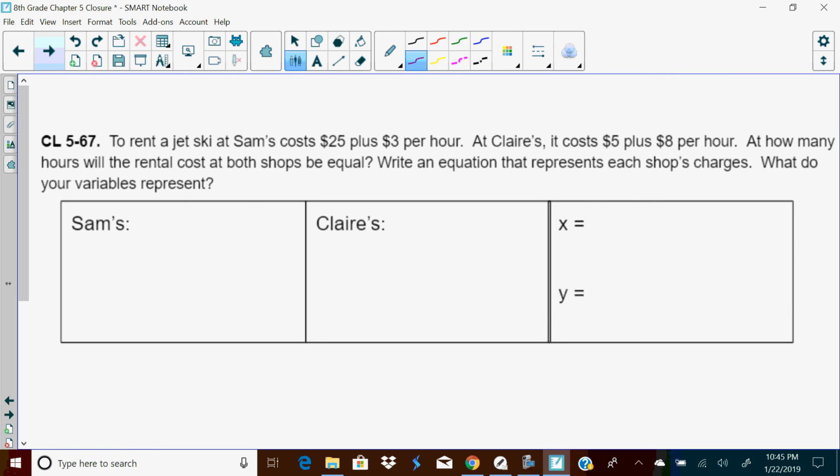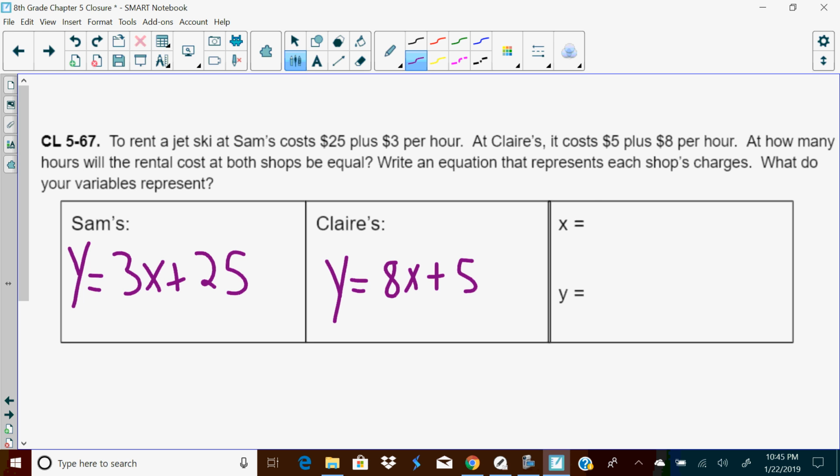Problem 67 says to rent jet skis at Sam's costs $25 plus $3 per hour. Claire's costs $5 plus $8 per hour. At how many hours will the rental cost at both shops be equal? Write an equation that represents each shop's charges. What do the variables represent? So to write an equation for Sam, we're going to say y equals 3x plus 25. For Claire, it's going to be y equals 8x plus 5. And x stands for hours, and y is the cost.